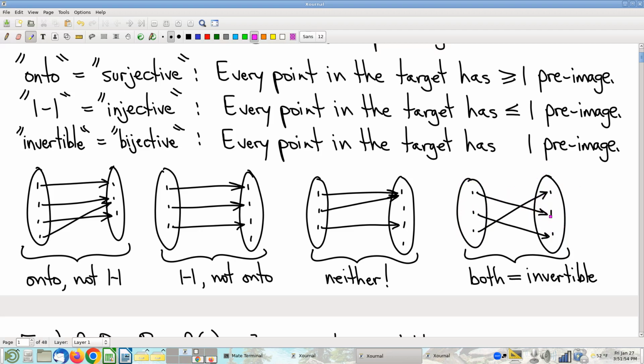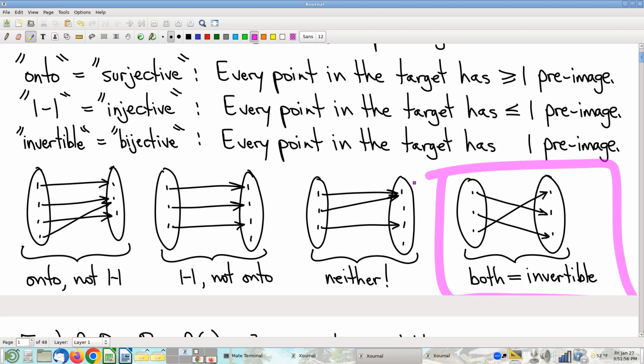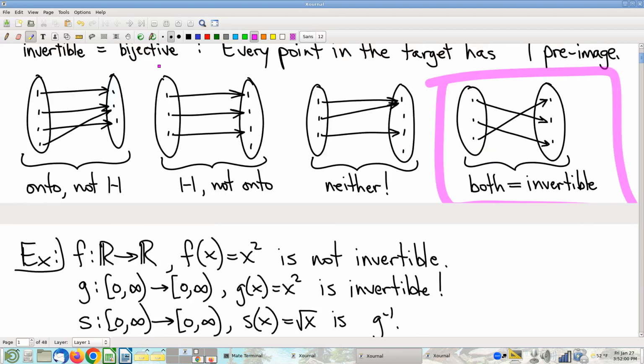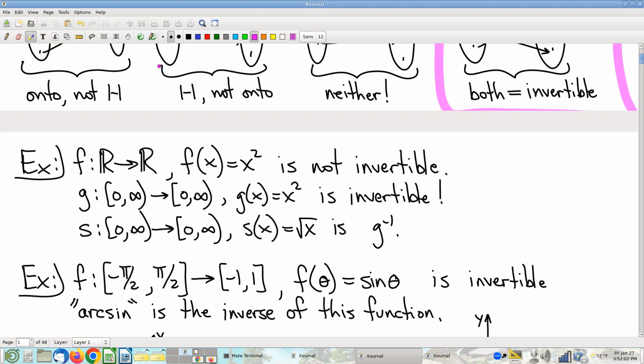Okay, so in order to be invertible, I need both one-to-one and onto, and anything less just won't do. So let's see an example. This function right here, the squaring function, casually defined, is not invertible.